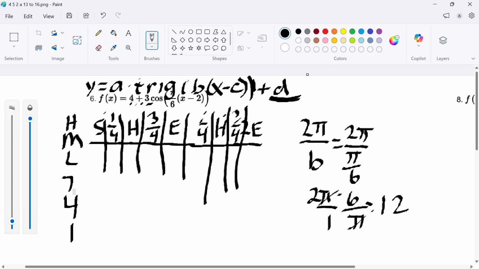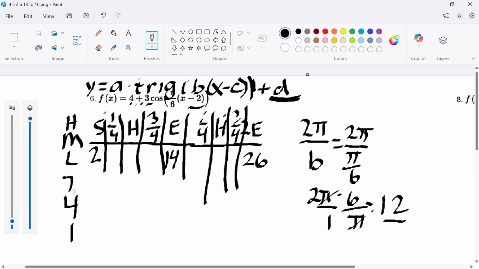So where does this thing start? It's opposite sine. So usually sine starts at 0. This one's going to start at 2. The period is 12, so at the end it's going to be 12 more than that, which is 14. And the end of this one is going to be 12 more than that, which is 26.